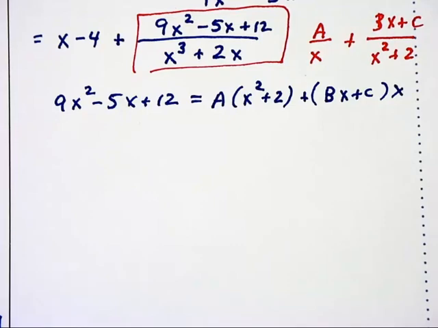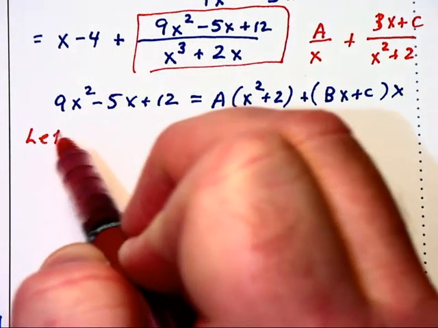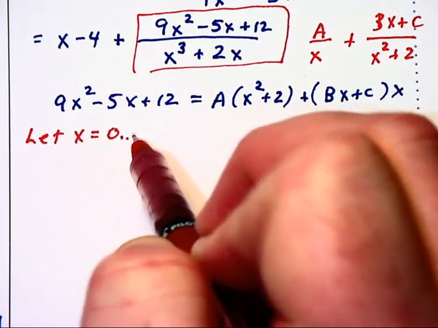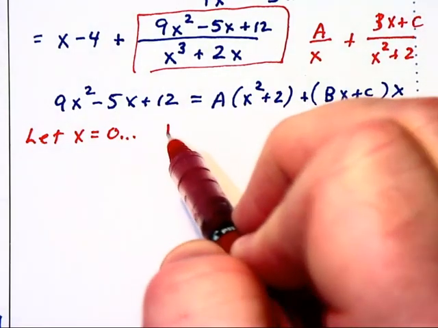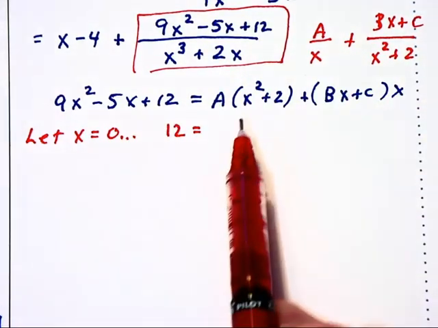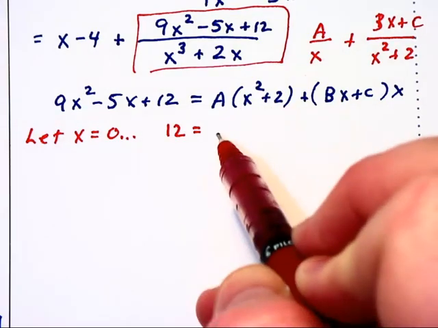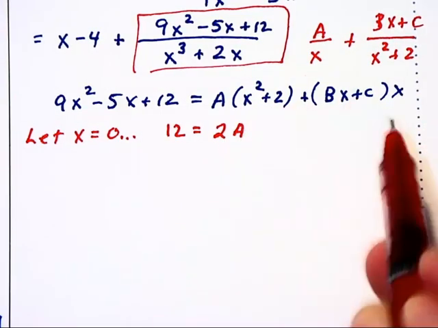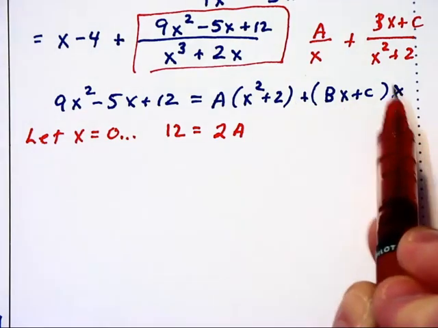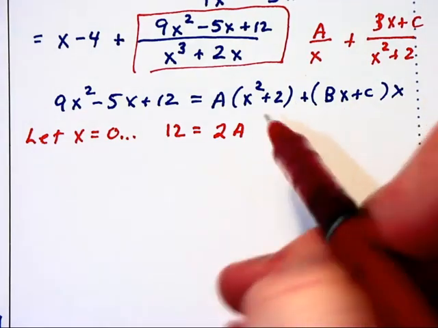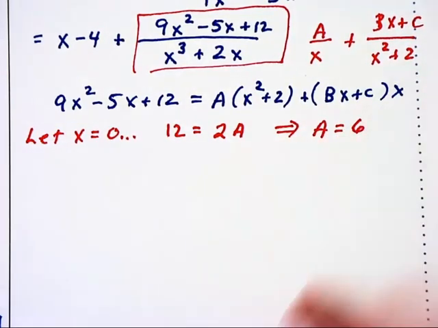And we're going to begin this process here. Let's choose some values of x, and I think x equals 0 is the easiest choice to work with, because the left side becomes 0 plus 12. The right side becomes A times 0 squared plus 2. That's really just a 2A. And because of this x all the way over here at the right, the rest of it just zeroes out, and we can see that A is going to equal 6.